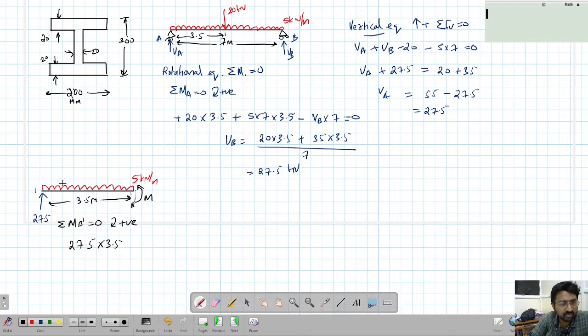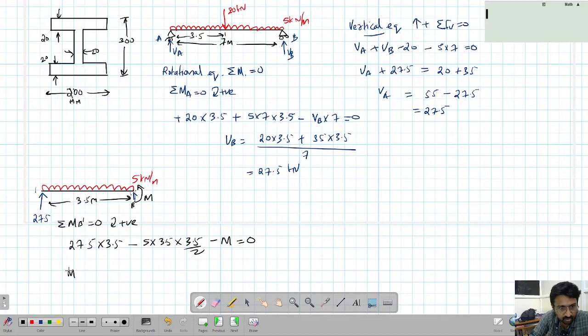Now about this point we will find the moment. There's a shear force here, which I am just ignoring. Since I am finding the moment about this point, I can ignore the shear force because it passes through this point. Now, clockwise positive, 27.5 into 3.5 is the moment due to the reaction, and the 5 kN UDL gives 5 into 3.5 into 3.5 by 2. This is in the anti-clockwise direction, so it's minus, then minus M equal to 0.